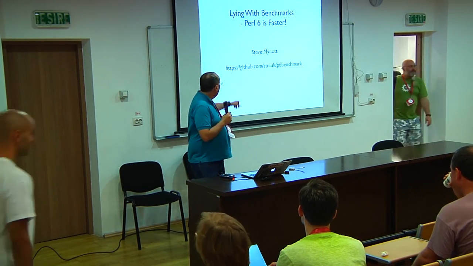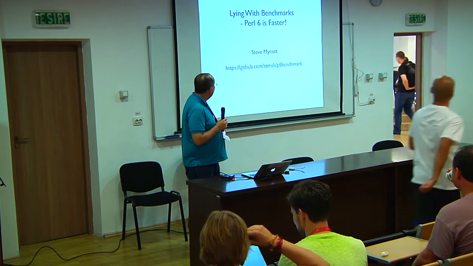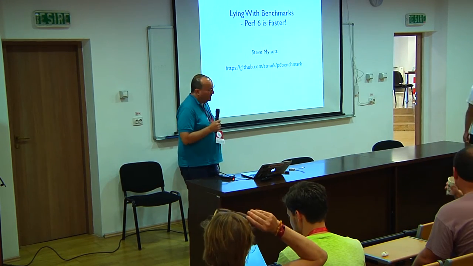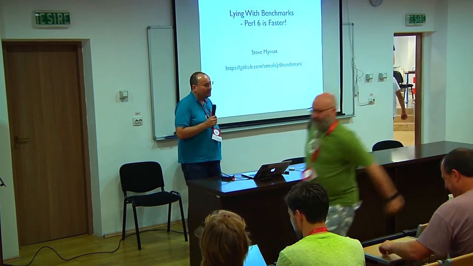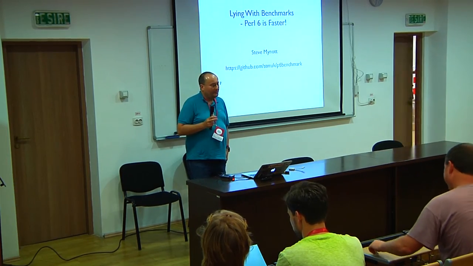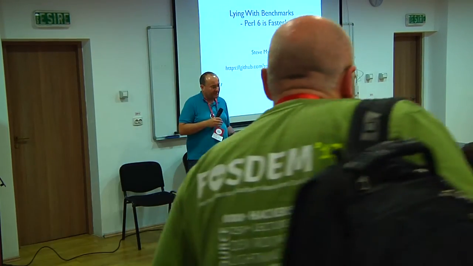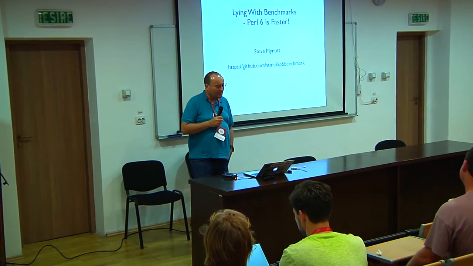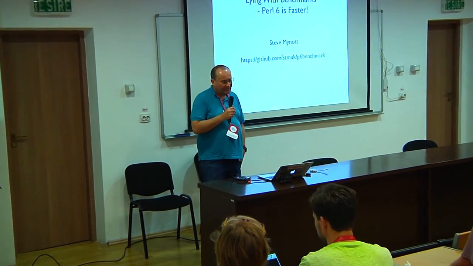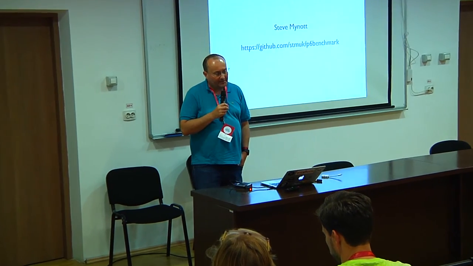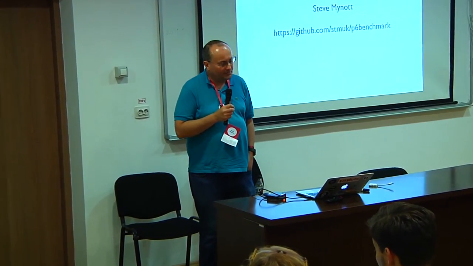So I'm STM UK on GitHub, where I've been helping a bit with the Perl 6 Rakudo Star distribution, which is intended to be for people just to download. It's got batteries in it, so it's got a load of modules that are quite useful. So if you want to get started with Perl 6, I'd recommend downloading Rakudo Star. There's also binary versions available for Mac and Windows.